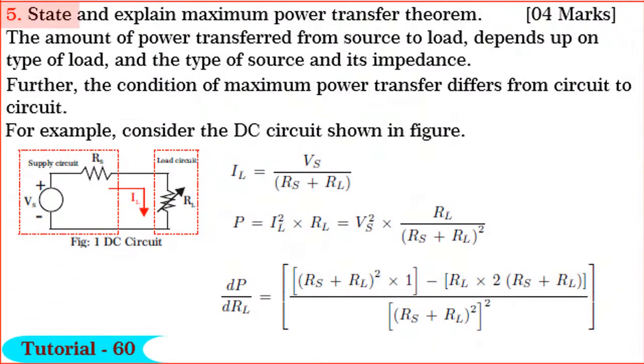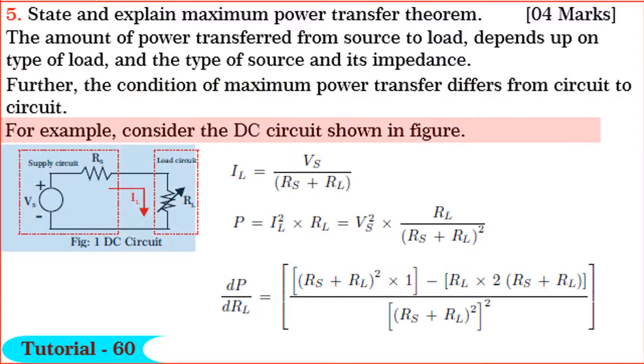Friends, next we shall answer question 5, in which we are just required to state and explain maximum power transfer theorem. Friends, we know that the amount of power transferred from source to load depends upon the type of load and the type of source and its impedance. Further, the condition of maximum power transferred from circuit to circuit differs. For example, consider the circuit shown in figure, in which the supply circuit and the load circuits are identified.